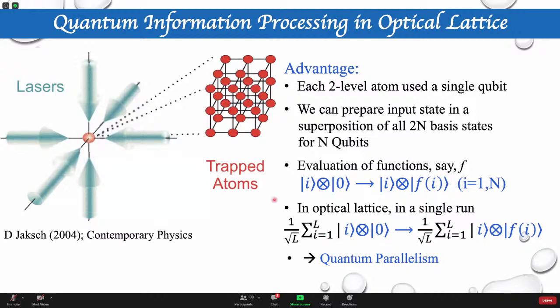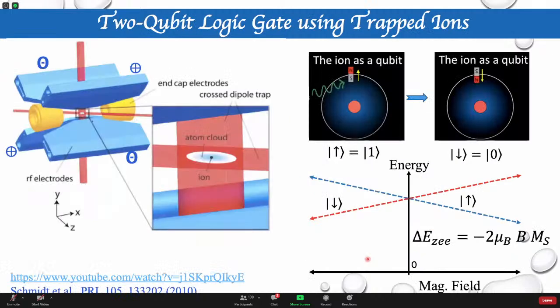So there is the advantage here that using this optical lattice, you will be able to do the quantum calculation in a much faster way compared to a single qubit, and you can do it at a glance, in a single run. So that's the advantage. Now let's stop talking about so many qubits. Since we are interested in the quantum gate, let's talk about the 2-qubit gate using trapped ions.